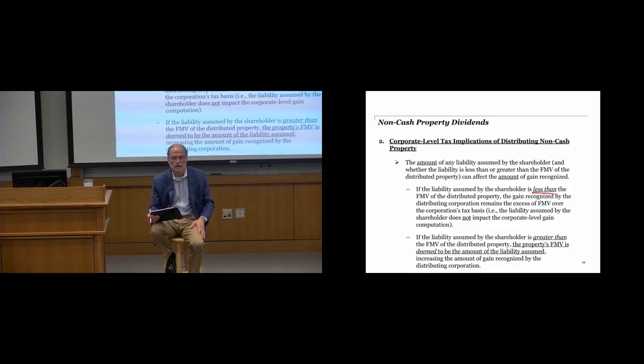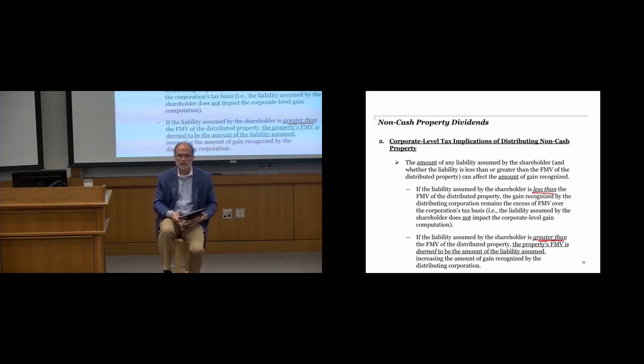So your normal computation is amount realized less adjusted basis. In the rare fact pattern where the liability assumed by the shareholder is greater than the fair market value of the distributed property, the property's fair market value is deemed to be the amount of the liability assumed, increasing the amount of the gain recognized by the distributing corporation.